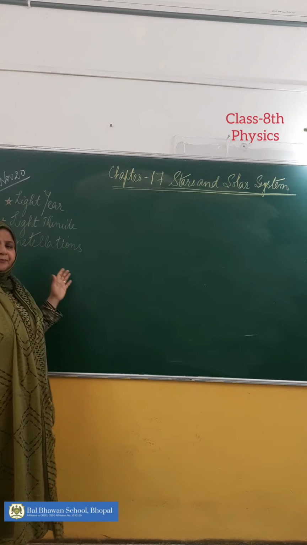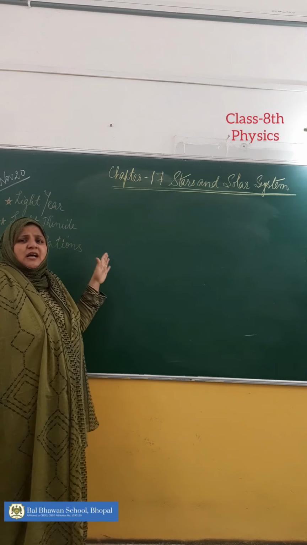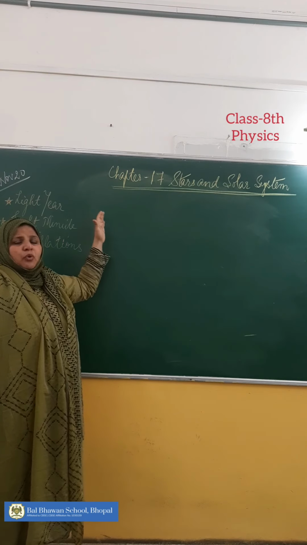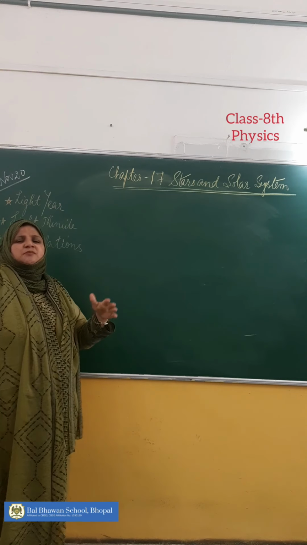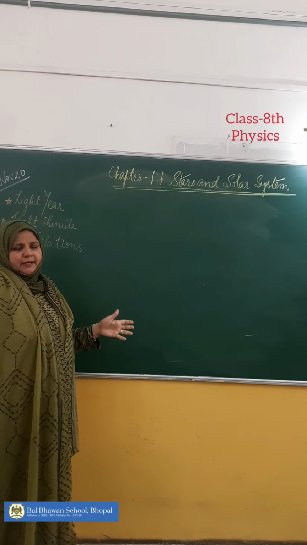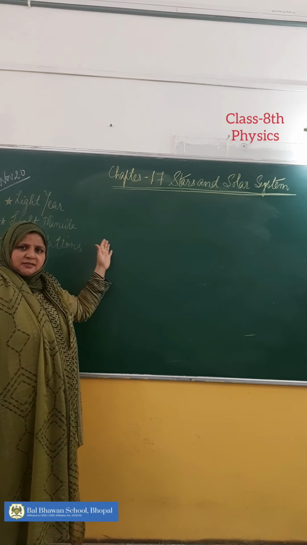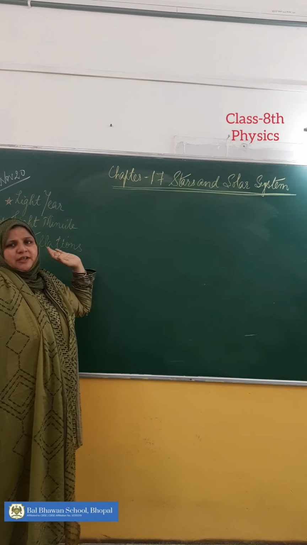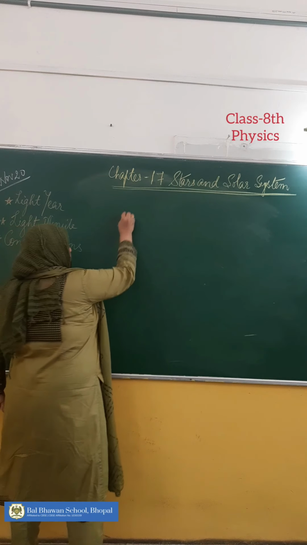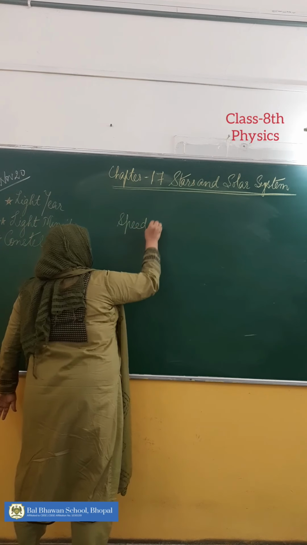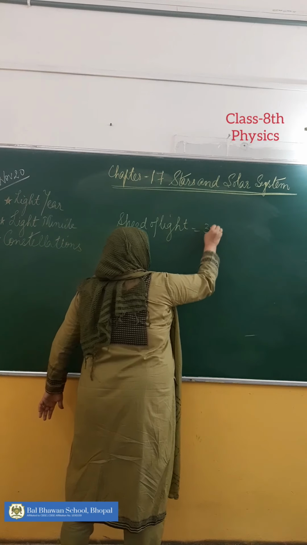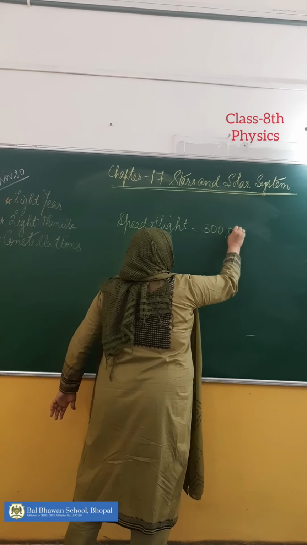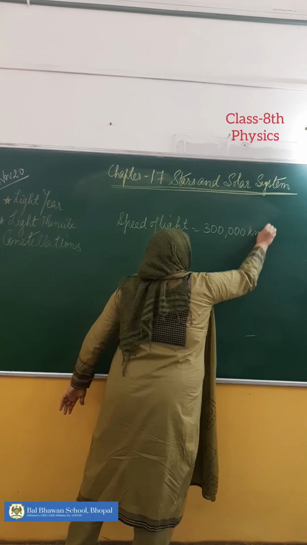So let us start. In the previous online class, I told you what a light year is, right? The unit which is used to measure the distance between different planets is a light year. Light year is the distance covered by light in 1 year. And what is the speed of light? The speed of light, as you know, is 3 lakh kilometers per second.